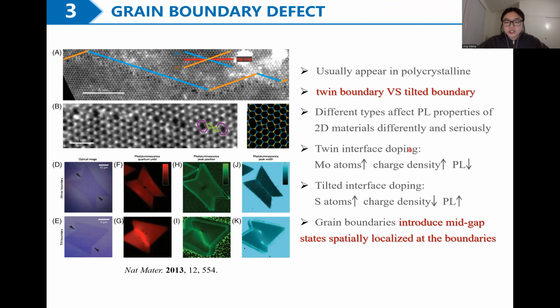Doping will change charge density, and therefore determines the PL intensity. In this example, rich Mo atoms aggregate at the twin mirror interface and increase the charge density, which decreases the PL intensity. Sulfur atoms gathering at the tilted boundary decrease the charge density and enhance the PL intensity. Thus, we can know that when the grain boundary is implanted into the 2D materials, it will introduce mid-gap states specially localized at the boundaries.